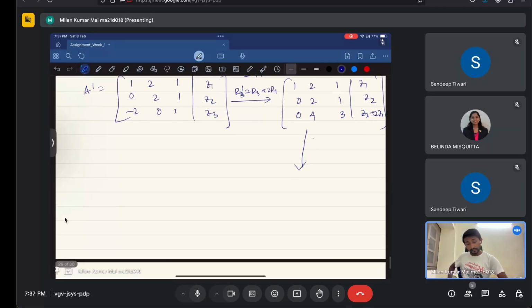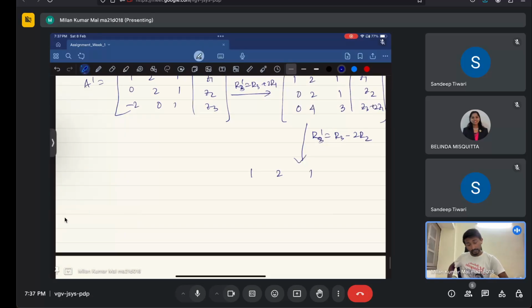Write it as row 3 dash equals row 3 minus row 2. So the first row is as it is, and the second row 0 2 1 z1 z2. In the third row, 4 minus 4 is 0, and 3 minus 2 is 1, and the last entry is Z3 plus 2Z1 minus 2Z2. This is the thing.